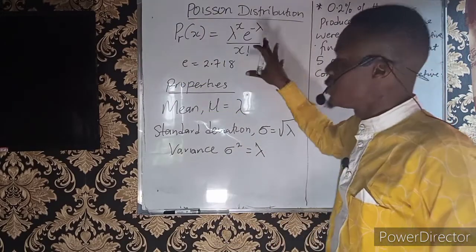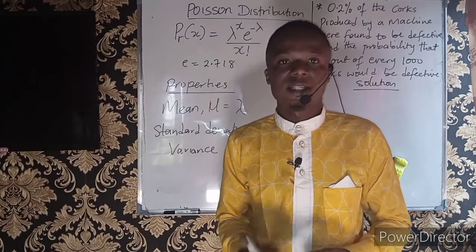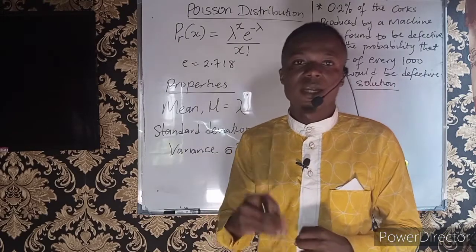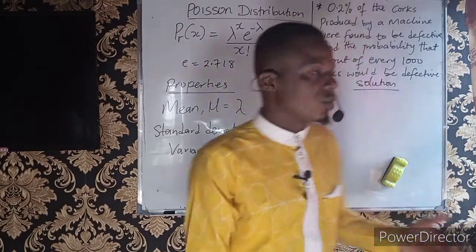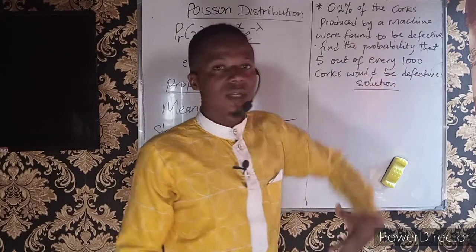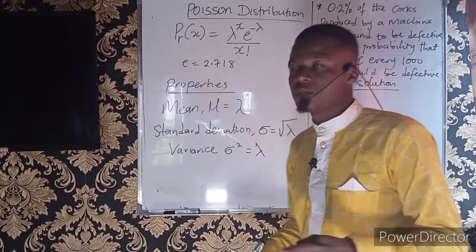Now, the Poisson distribution is one of the discrete probability distributions that is utilized when the population size is so large and the probability of making a success is too slim. Just like you can see here, the population is up to 1,000 in this problem. So it's a large population and you have to consider using the Poisson probability distribution.